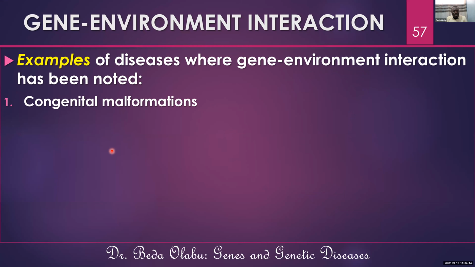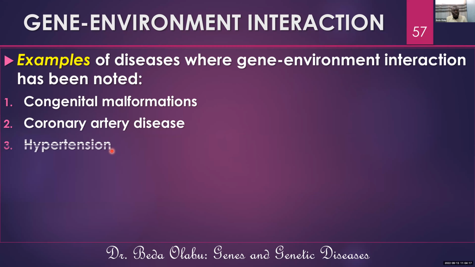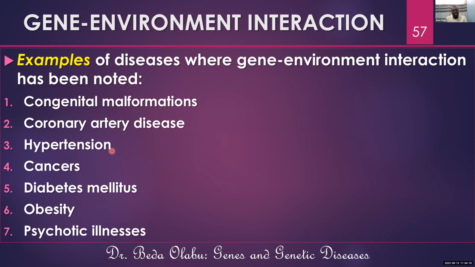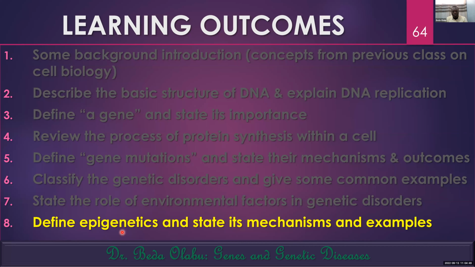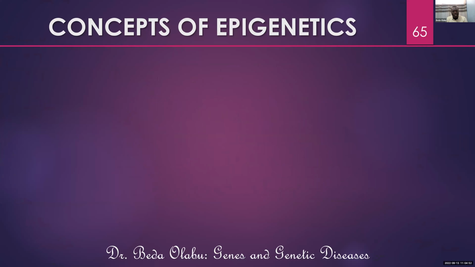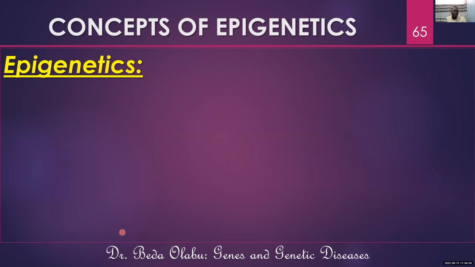Examples of diseases where the genetic disorders and environments interact, the list is really endless. This is just a few. And if you look at that list, the things you've seen, the things that you are familiar with. So a number of those conditions, there is the interaction between the gene and the environment. Right. Having said so, I want to now talk about epigenetics as I finish. We'll define what epigenetics is, and we look at the mechanisms of epigenetics.